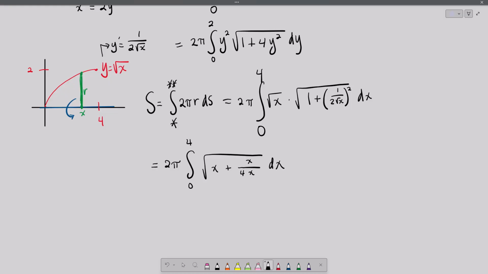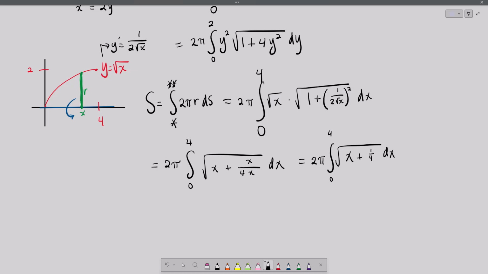Everyone agree with that? When you square this, you have 1 over 2 squared, and root x squared, so you have 1 over 4x, and then this x is going to be distributed to both. So this actually simplifies very nicely. That x cancels, so we're going to end up with x plus a fourth.